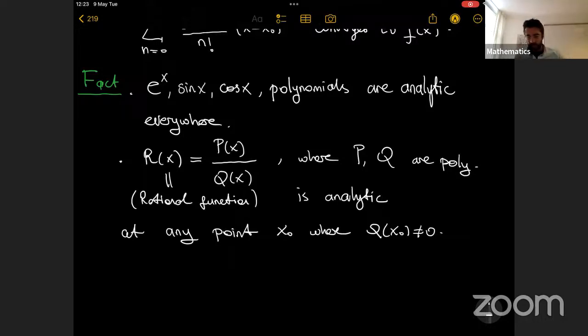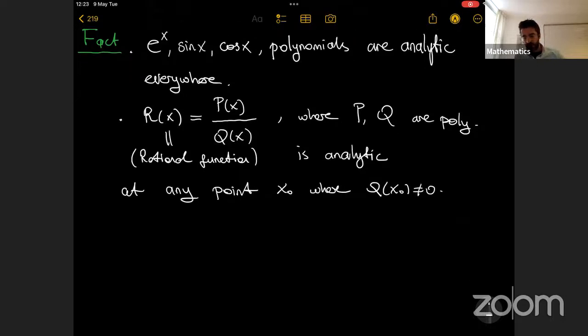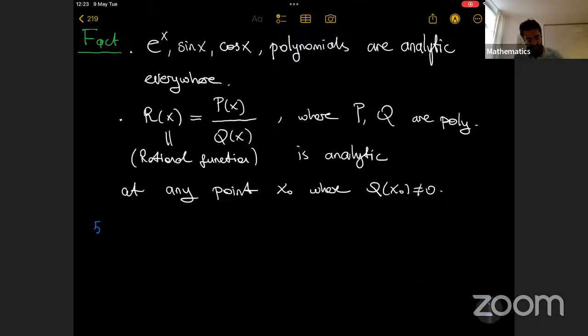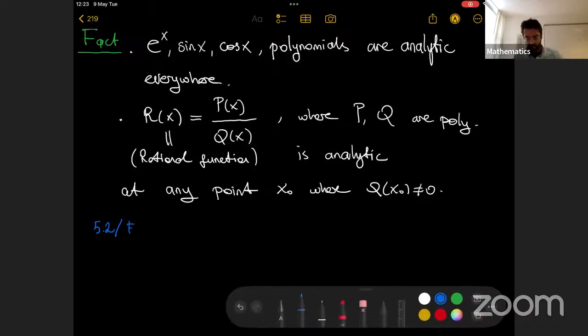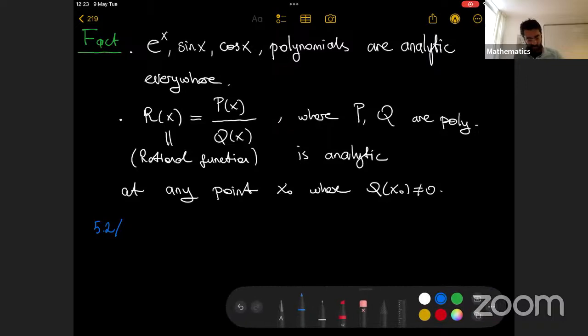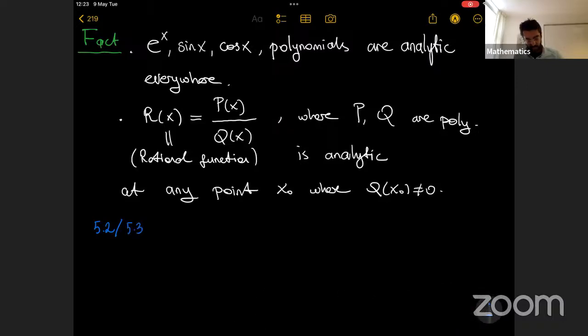Well, now let us talk about sections 5.2 and 5.3, series solutions near an ordinary point.